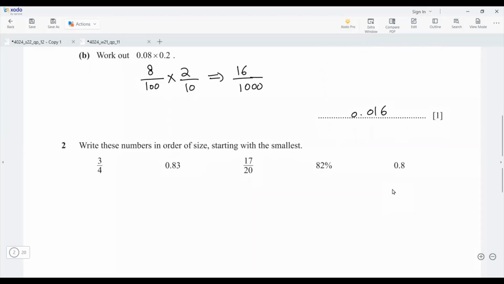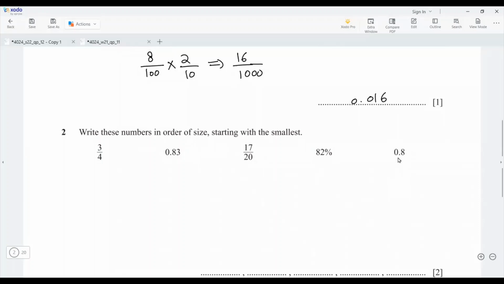How to write 0.8 as a fraction in its simplest form? It is 8 by 10. What about 82%? 82% is basically 82 over 100. Similarly, 17 over 20 is already written here. And what about 0.83? It can be written as 83 over 100. 3 by 4 is already a fraction. So look at all the fractions and look at the denominators. What is the LCM of all of these, meaning 4, 20, 100 and 10? You can check in rough work, the LCM must be 100.